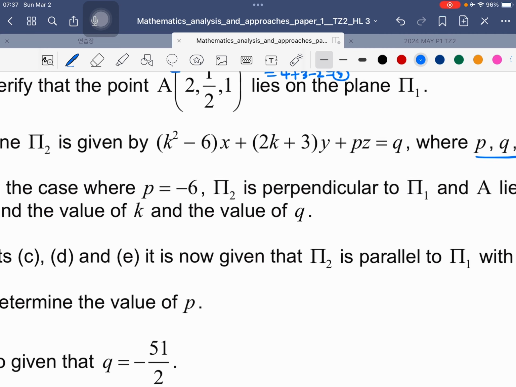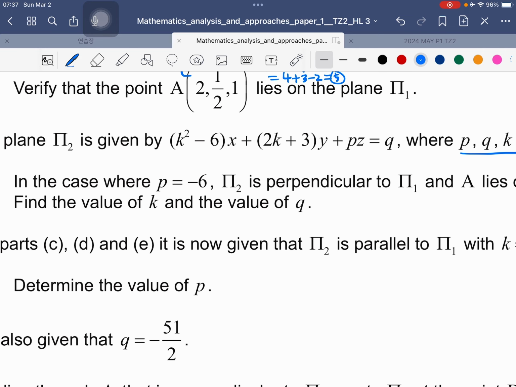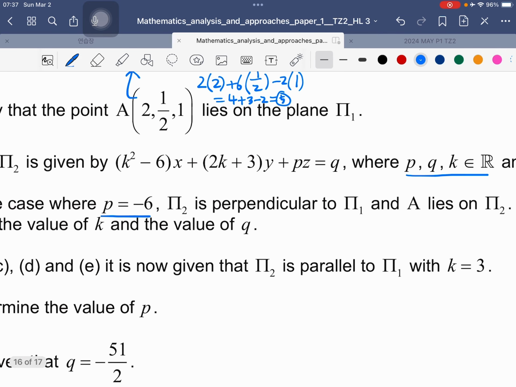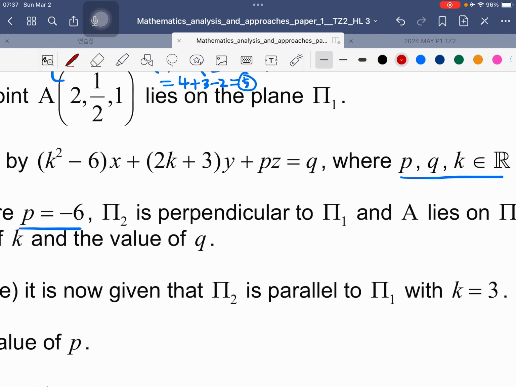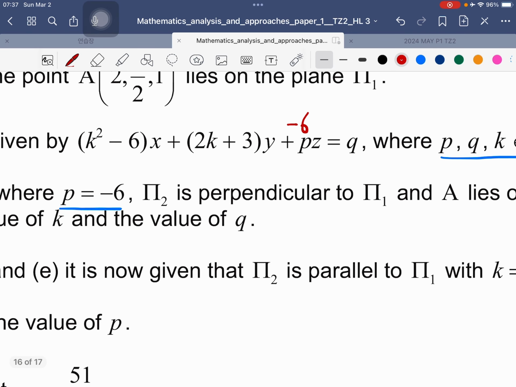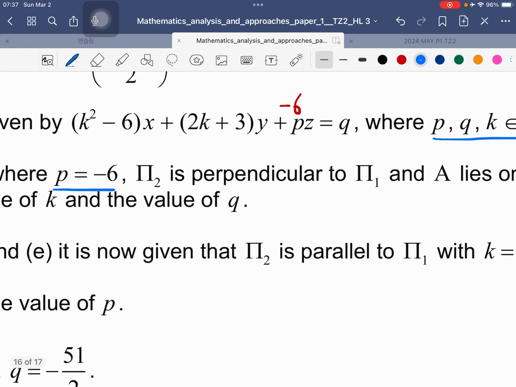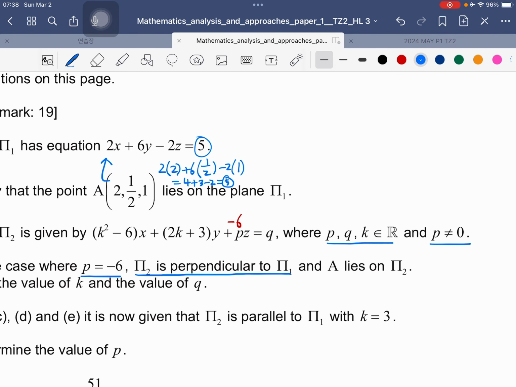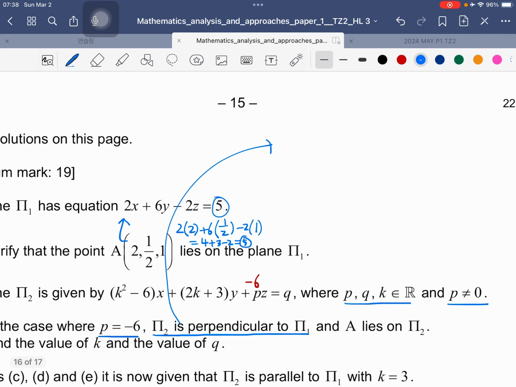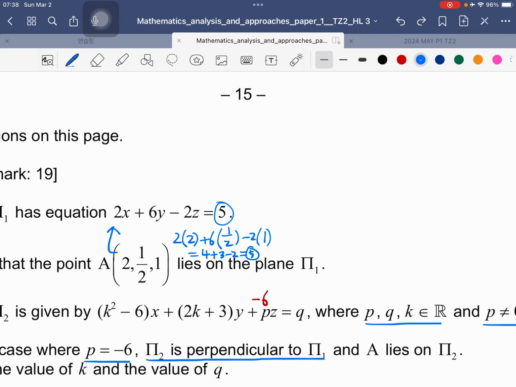So it says p is already negative 6. So in this equation over here, p is already negative 6. So another clue is pi 2 is perpendicular to pi 1. When both planes are perpendicular, what it means is their normal vectors are also perpendicular, right? So let's write it down over here. Let's make a little more space on top.